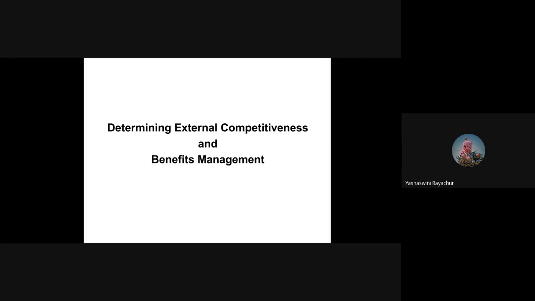Also, because of external bodies or external competitors, the internal changes can also happen, specifically with respect to compensation and benefit management. So what we are discussing today is how compensation is going to be affected by your competitors who are situated in the external environment.